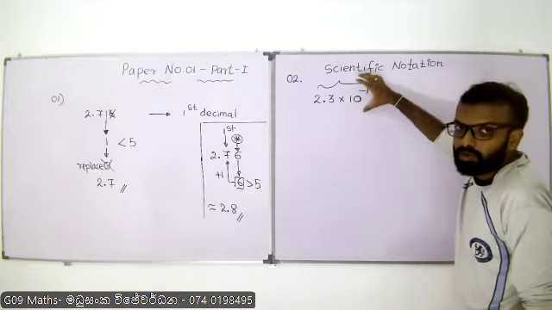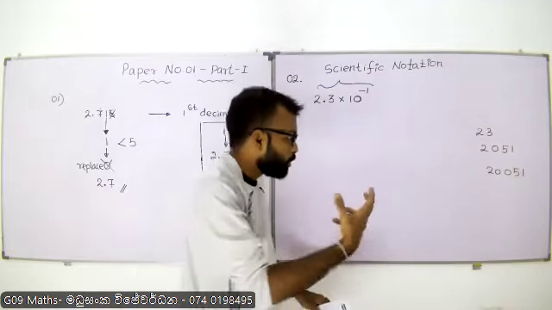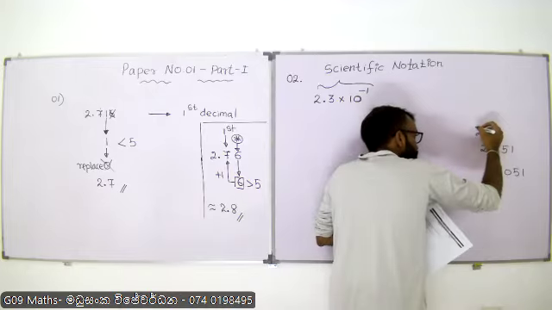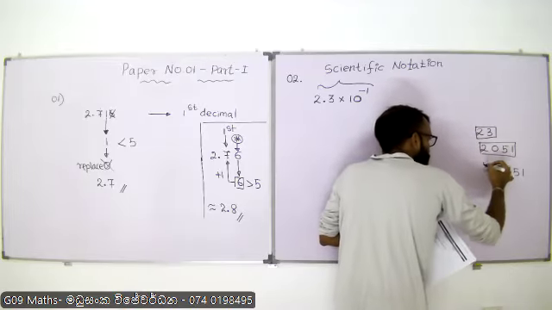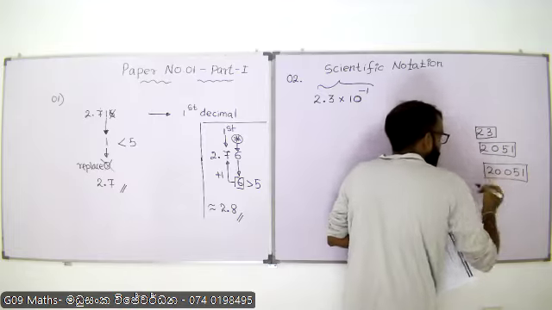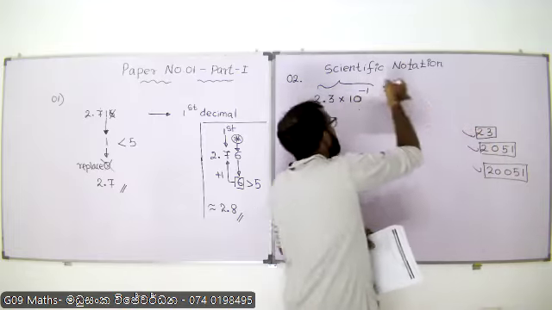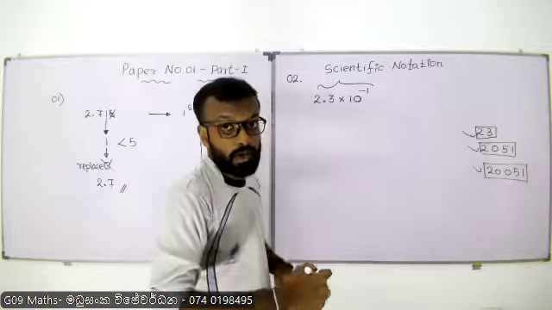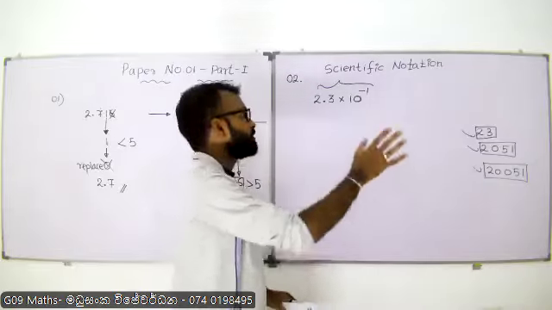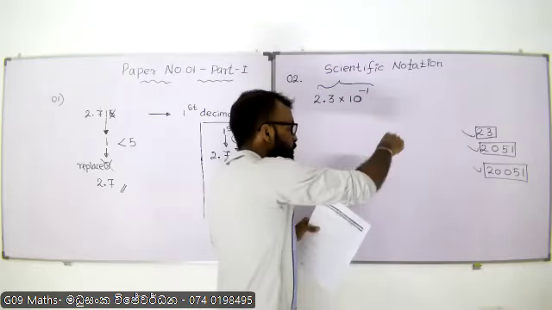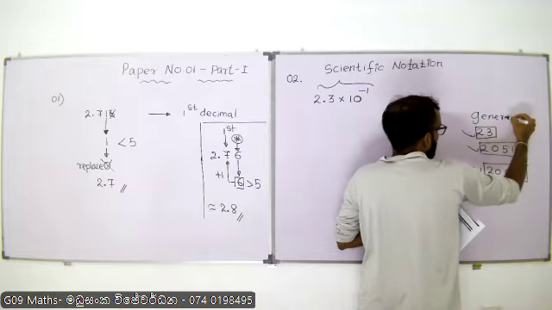Scientific notation is this one, right? When it comes to scientific notation, we present our general notation. This is called the general form, and we represent these numbers in the scientific way. So now we are going to do the vice versa: scientific notation into the general form.